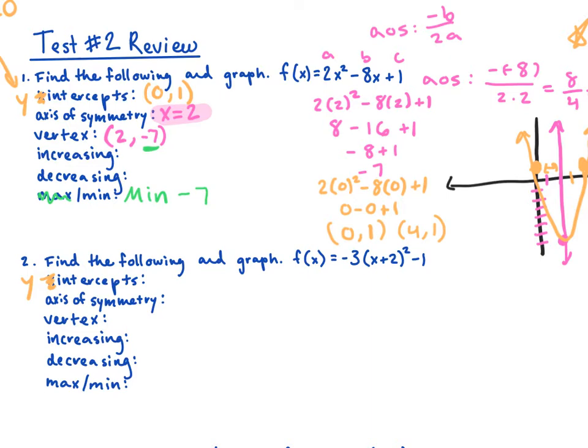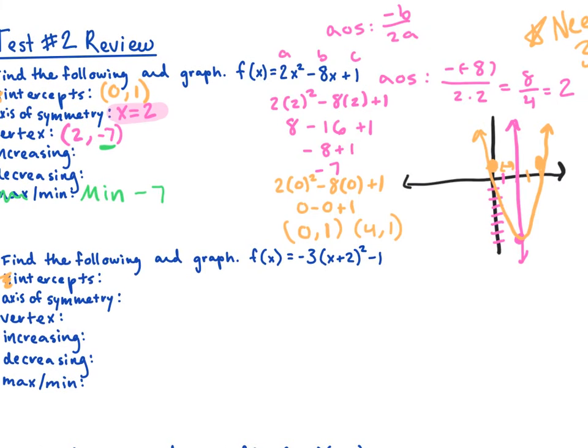Next we have increasing and decreasing. So remember, we always start at the left side of our graph and go right. So if we were a person walking from left to right, are we going downhill or uphill? Moving right, we're going downhill. So we're decreasing on this side, and then we would be increasing on the other side. So we're decreasing on the left, so left of 2, and then increasing right of 2.